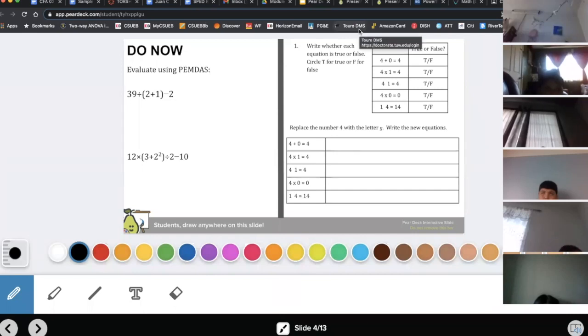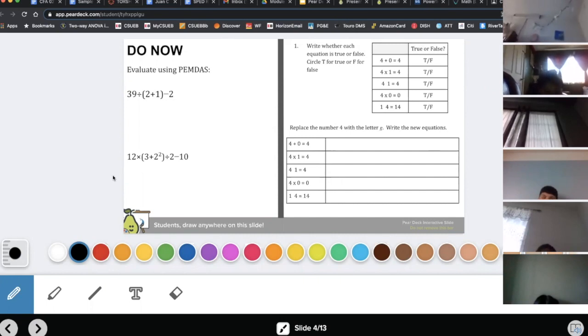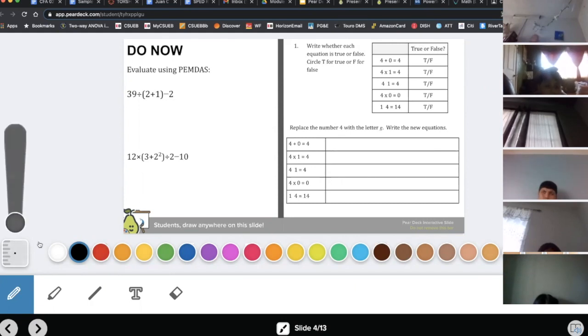Okay, good morning, class. Let's review our do now. So I'm going to call on a couple of you to unmute yourself to help me evaluate this expression using PEMDAS. So Angel, can you help me out with the first expression, which is 39 divided by 2 plus 1 minus 2? Please let me know what is step number 1. And then in the chat, everyone, please also let me know what you think step 1 is.